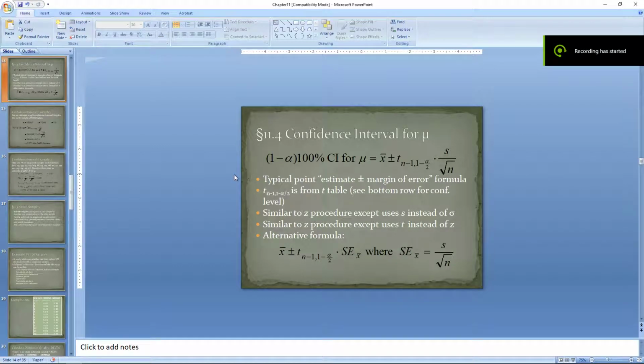Hello and welcome to part 2 of our chapter 11, inference about a mean. We're going to pick up where we left off and start talking about confidence intervals for mu.